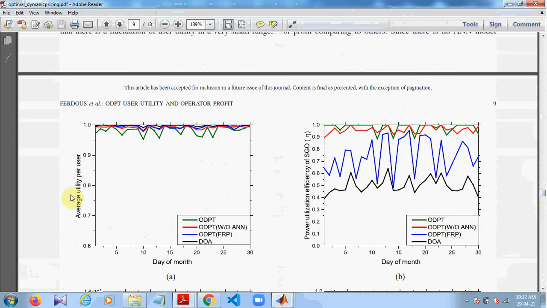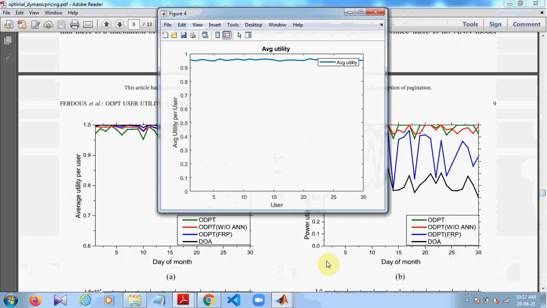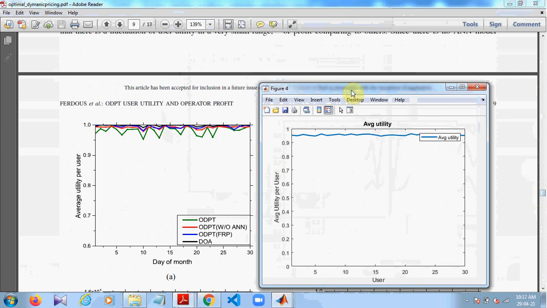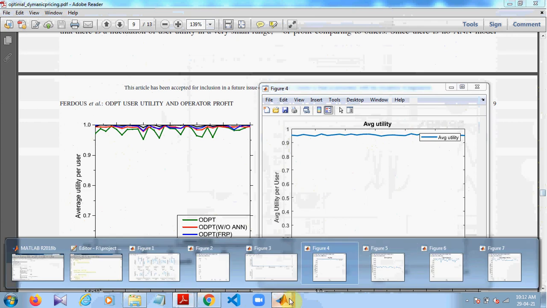Yeah, this is average utility per user versus day of month, which is shown here. So you can see these values. It is very improved. In the base paper, it is given that ODPT with ANN is shown in the green line. It is near about 1. Our value is showing average utility near about 1, that is more than 0.9 and less than 1. So hence the graph is proved.